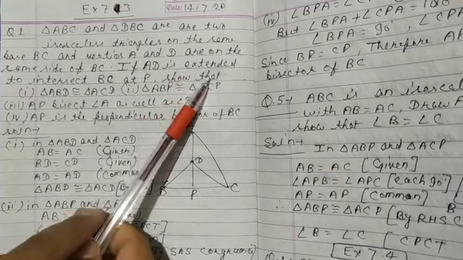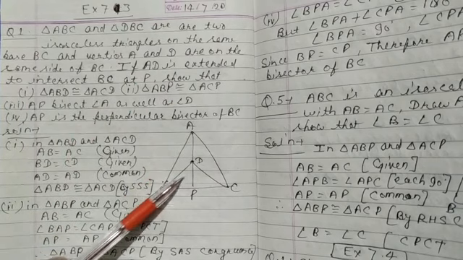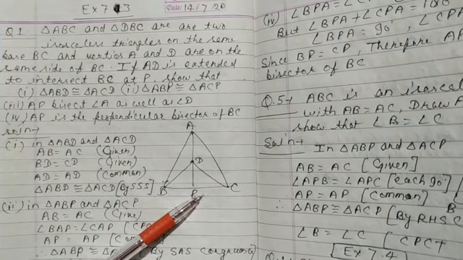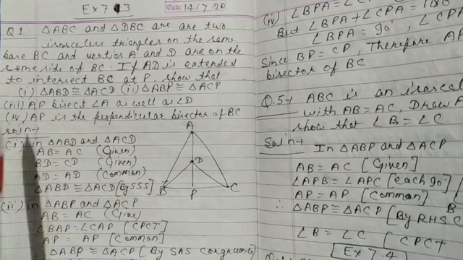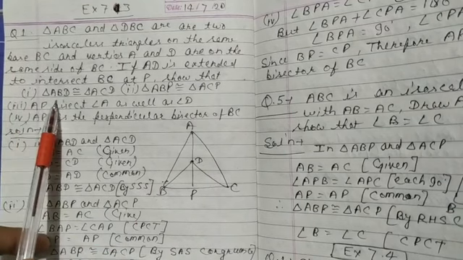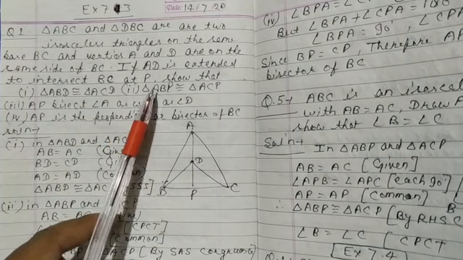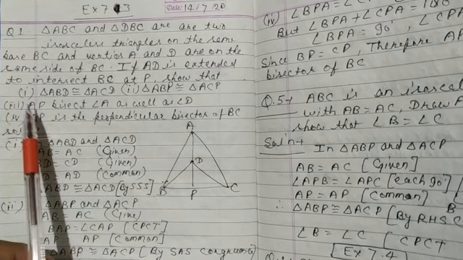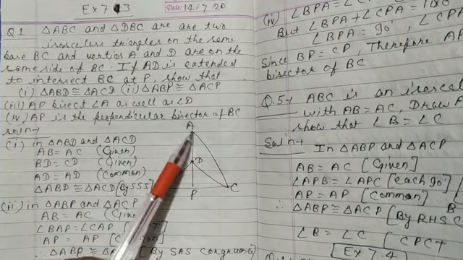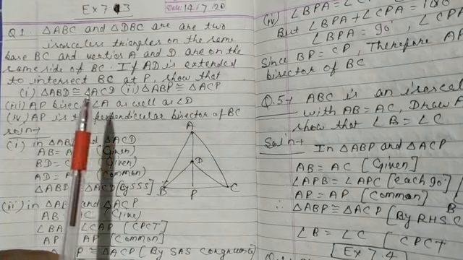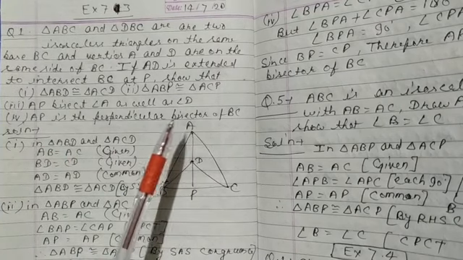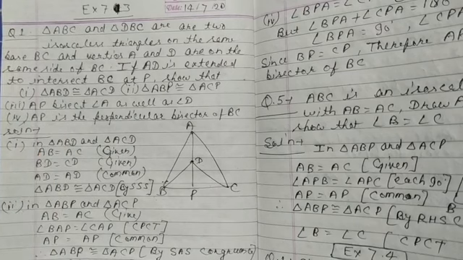If AD is extended to intersect BC at point P, prove that: first, triangle ABD is congruent to triangle ACD. Second, triangle ABP is congruent to triangle ACP. Third, AP bisects angle A and angle D. Fourth, AP is the perpendicular bisector of BC. We want to prove these four things.